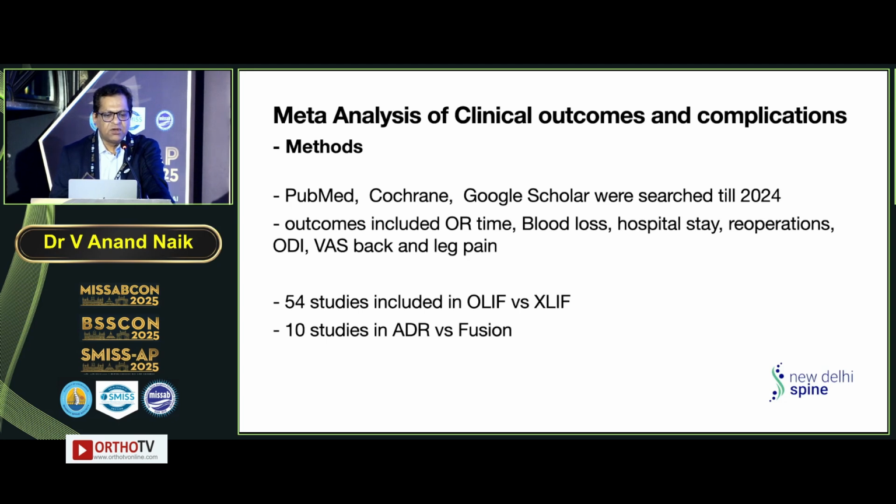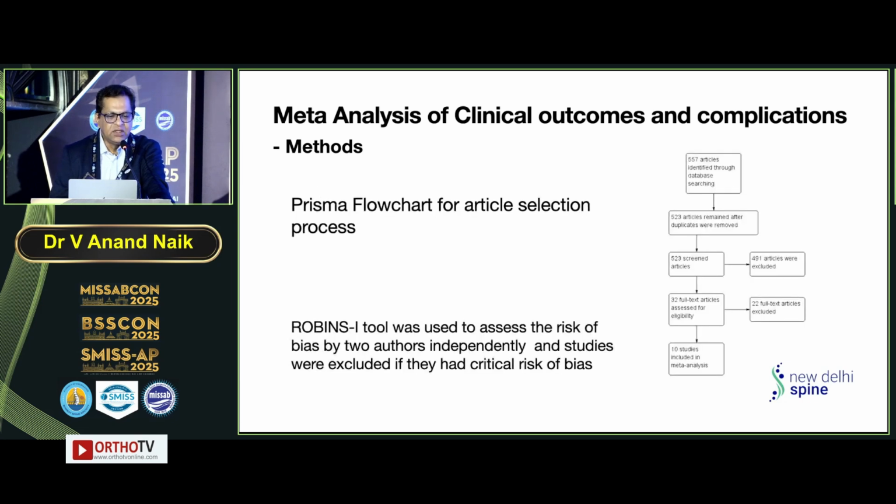In the OLIF versus fusion group, 54 studies were included, and in the ADR versus fusion group, 10 studies were included. And this is the PRISMA flow chart for the article selection criteria. And the ROBINS-I tool was used to assess critical risk of bias.